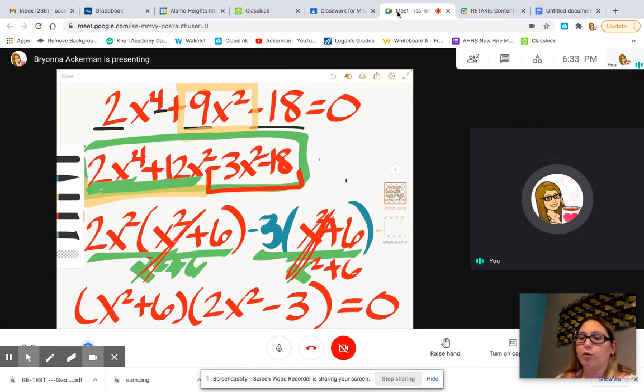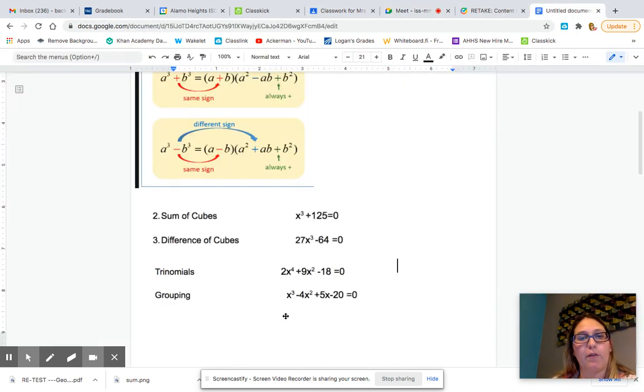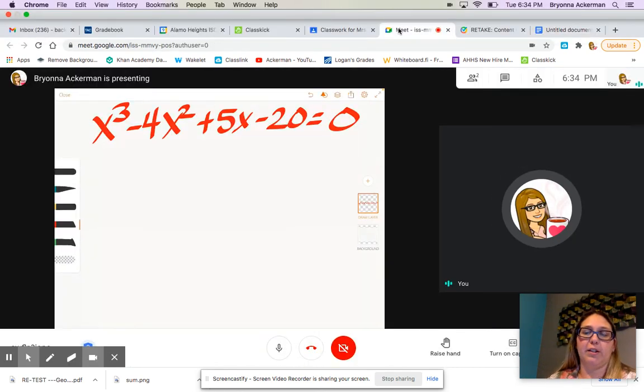Let's do one more grouping where it's not a trinomial. So the last example I gave over here has 4 terms, and I cannot take out a greatest common factor from all 4 of those. There's no greatest common factor that goes into all 4 of those. And so that gives us another sign that it's going to be grouping. Okay, so I'm just going to write it down real quick. And so this one should go a little faster because we just did grouping.